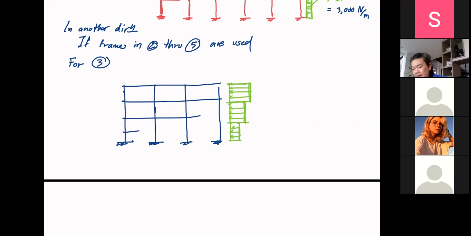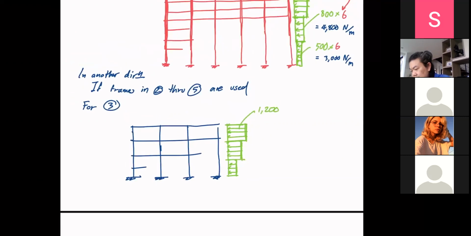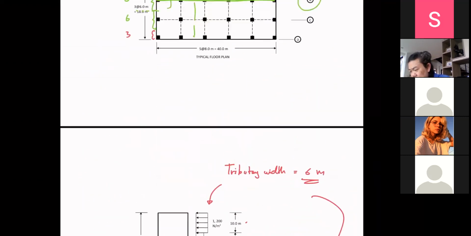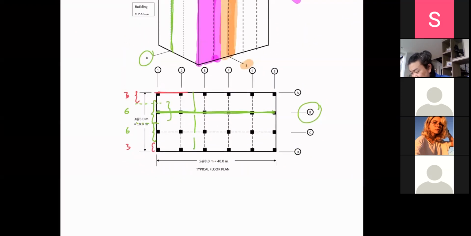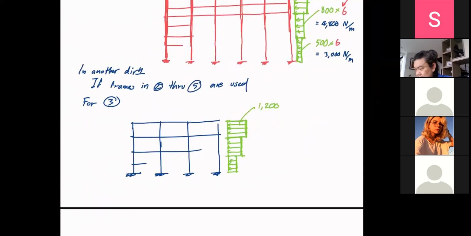Okay, so here we are. So this one is going to be equal to 1200, am I right? Yeah, 1200 multiplied by the tributary width, which is now this one, which is 8 meters, right? Multiplied by 8. And that gives you 9,600, right? Newton per meter.